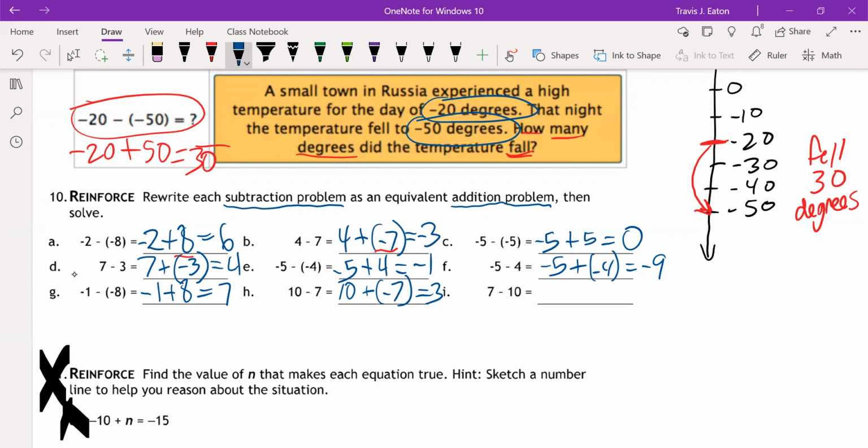But what about the very last one here? 7 subtract 10. Well, remember, 7 stays the same. Subtraction becomes addition. And 10, the opposite of 10 is negative 10. Adding the opposite. And 7 plus negative 10, well, that's negative 3 because now I have more negatives than I have positives. And 10 minus 7 is 3, negative 3. Okay, so doing pretty good.